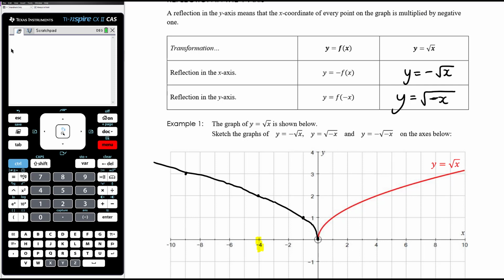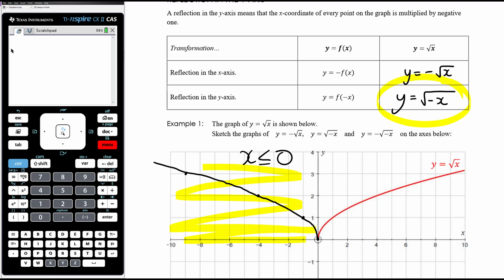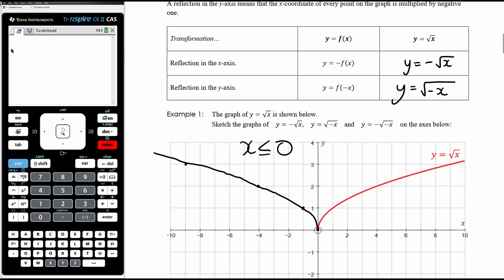So what we're seeing here is when we reflect the graph in the y-axis, it only exists when x is less than or equal to 0. It only exists back over here to the left of the y-axis. And that's because the only way that this function will exist is if we put a negative value as x, because then we're doing negative negative, so it's a positive number under the square root, and it's still possible to square root that.